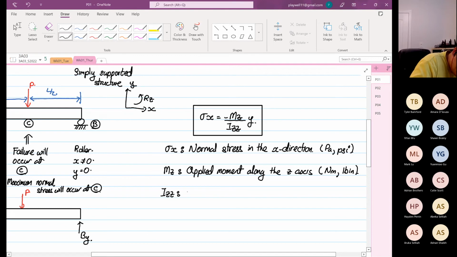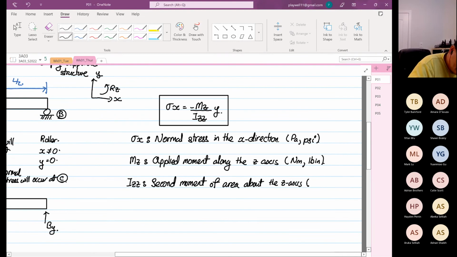which represents the second moment of area about the Z axis. Again, units over here can be in meter to the power 4, or it can be inches to the power 4.